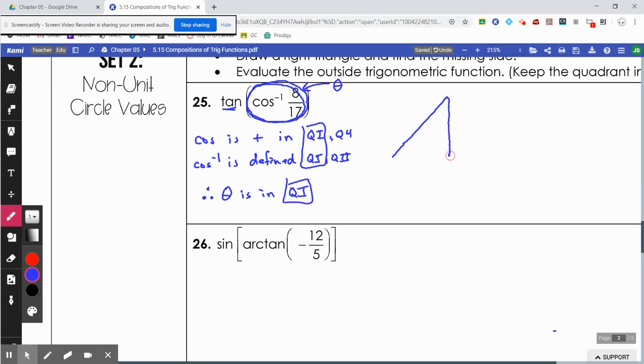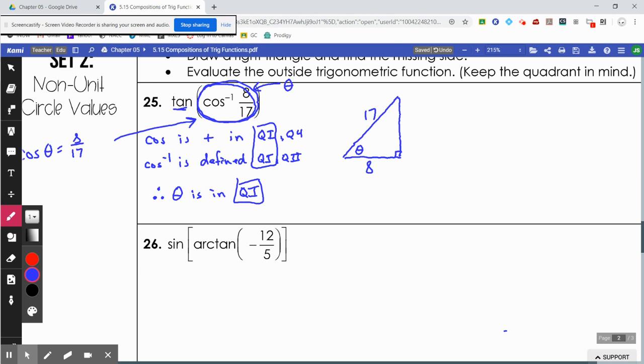So next step, what you're going to do is draw yourself a little right triangle. Label this as your theta. And if we let this be theta, that means the cosine of theta is equal to 8 over 17. Because that's what inverse cosine of 8 over 17 means, what angle would have a cosine that's equal to that. So since cosine is 8 over 17, that's adjacent over hypotenuse. That means that's 8 and that's 17. Pythagorean theorem is going to tell us the third side. And that is a triple. That's an 8, 15, 17 right triangle.